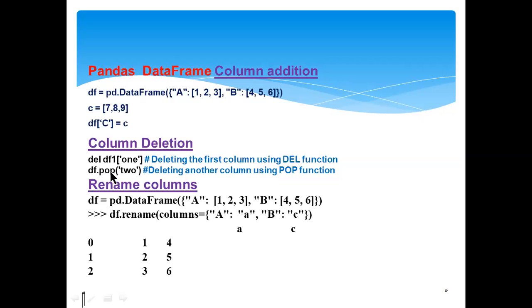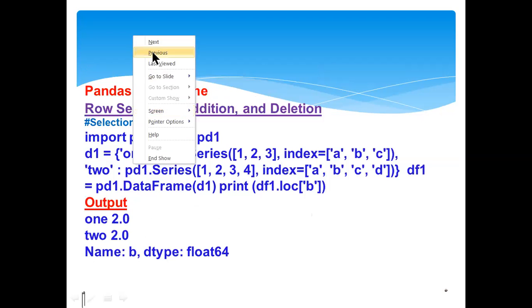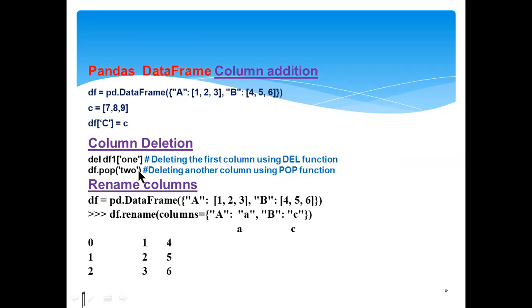And df.pop(2) means 2 will be removed. It is another way of deleting a column, the pop function. Del and pop, both functions you can use to remove any value.